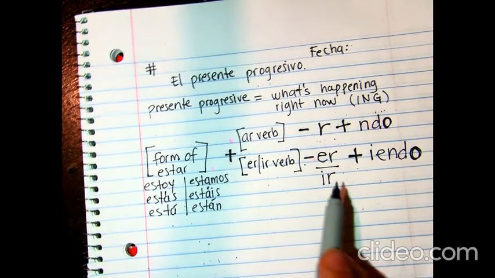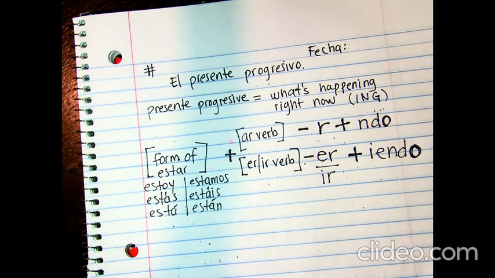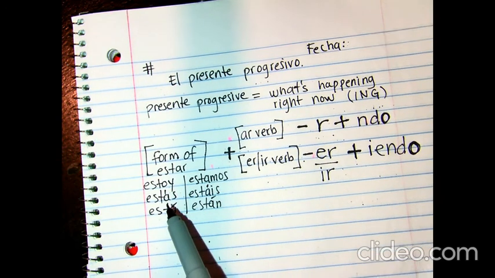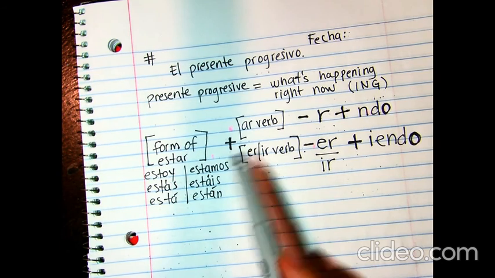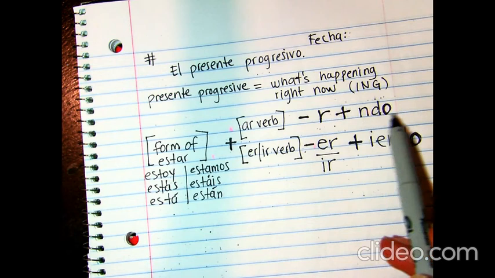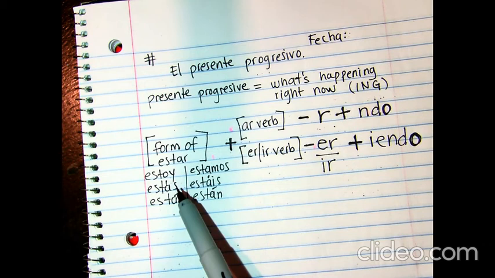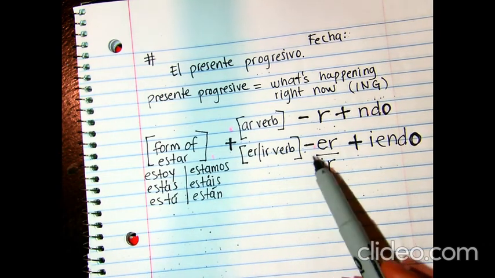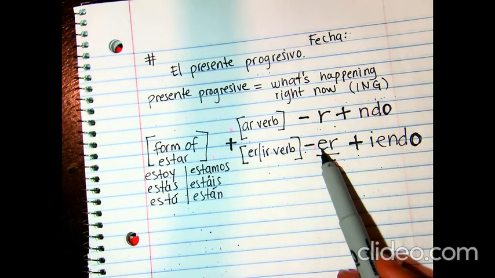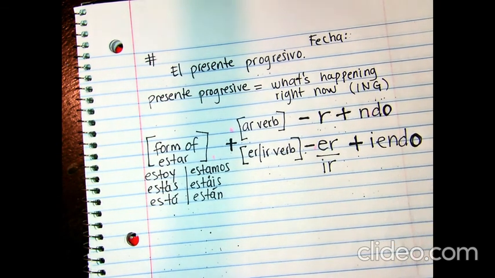So let me put it in perspective. Let's say you have one verb. It's an AR ending verb. In front of the verb, you're going to add the form of estar. Then to that verb, you're going to take away the R and add NDO. If it's an ER or IR ending verb, you're going to add the form of estar, take away the ending, either the ER or the IR, and add yendo.